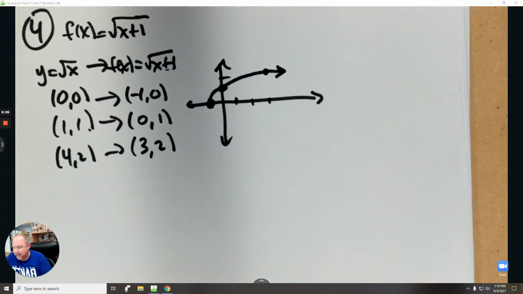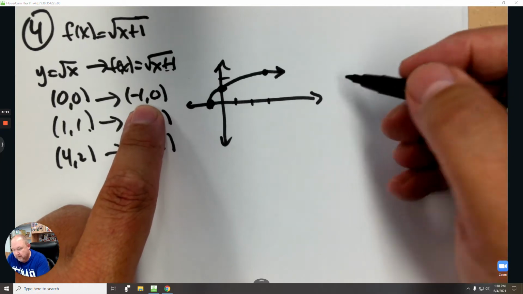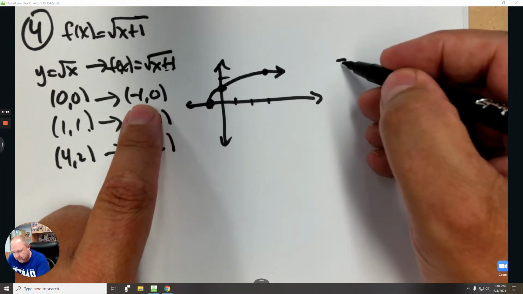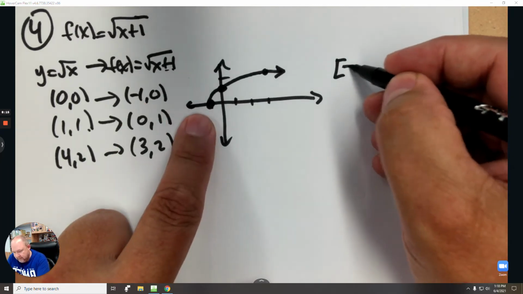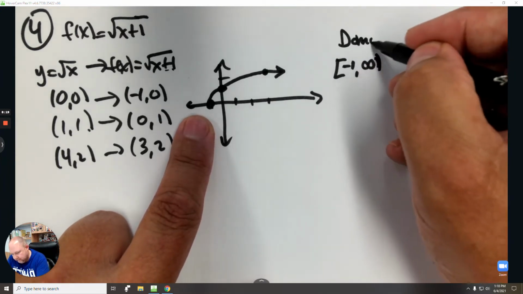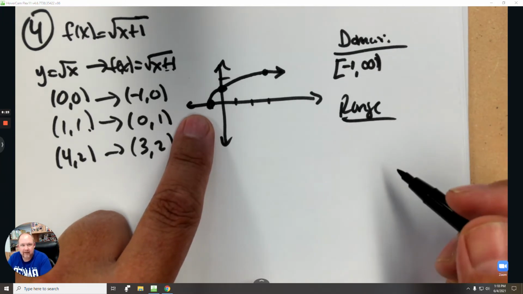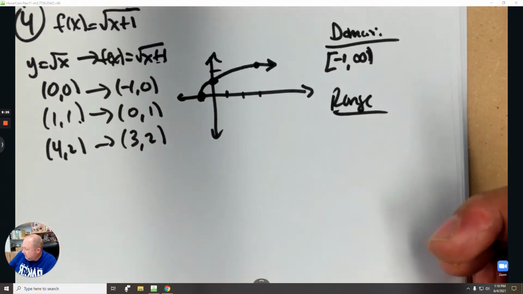So that's what the graph looks like. It also asks for the domain and range. Now the domain and range comes from the starting point. So we can do it in interval notation. So in interval notation, it's negative 1 to infinity. That's the domain. And the range goes bottom to top is 0 to infinity.